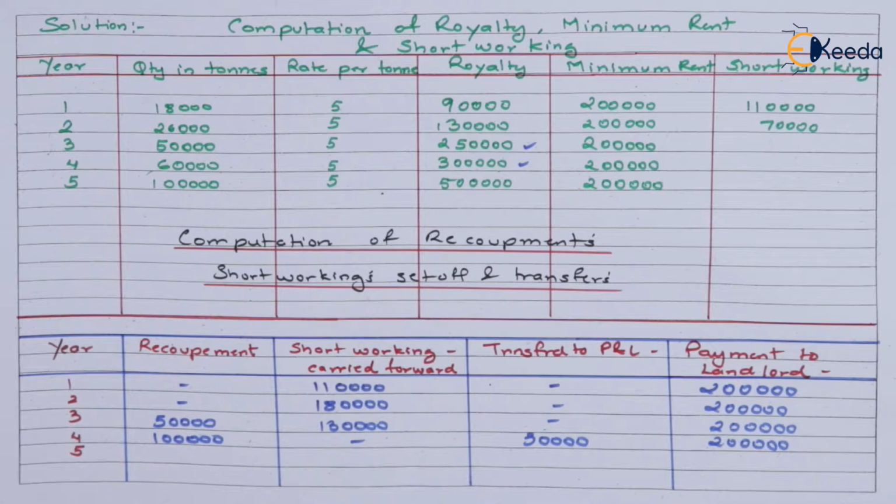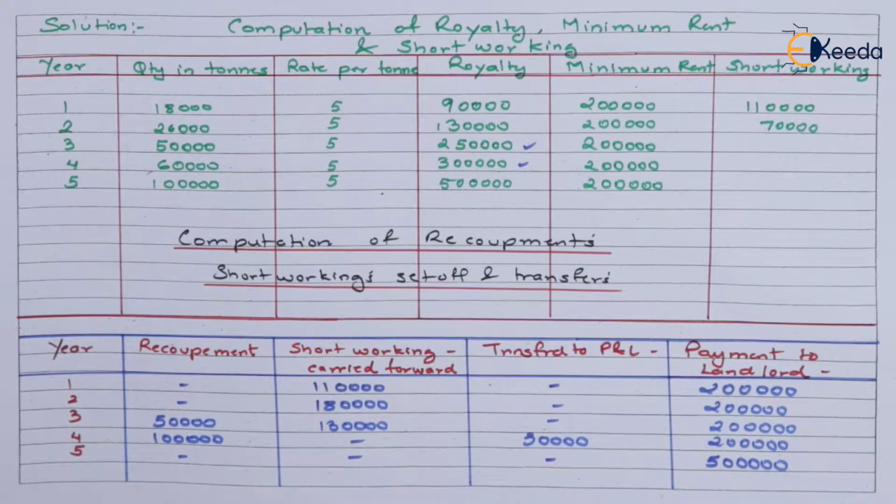Now the fifth year, let's figure out how much recoupment can be done. There is no recoupment required because there is no short working anymore. As there is no short working, we have mentioned it as dash. There is nothing that can be transferred to P&L because there is nothing to adjust. So the landlord will claim the amount of royalty or minimum rent. Now the minimum rent is 2 lakh. However, the royalty they have earned is 5 lakh. So whichever is higher will be taken by the landlord. Here it is 5 lakh, so 5 lakh will be mentioned here.